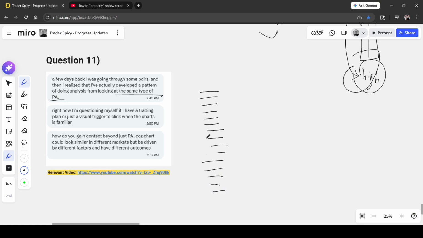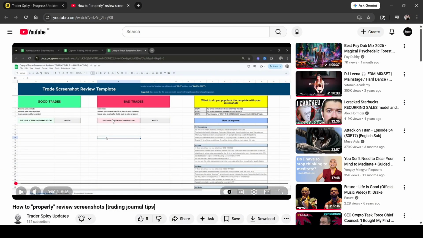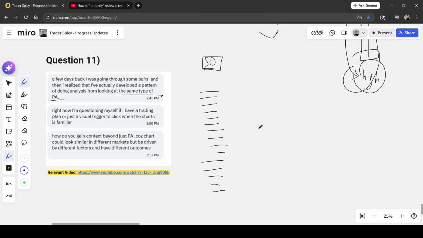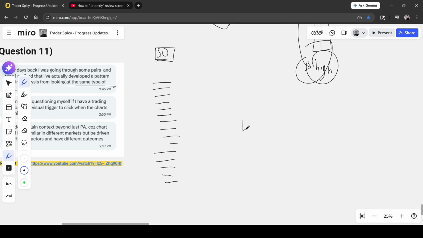So let's say out of your journal, maybe 50 of those trades had the same type of price action. So you now have one column with 50 trade screenshots. The next step is we want to filter those 50 trade screenshots into good trades and bad trades. And I have the definitions here for how you could determine whether that trade was, quote unquote, a good trade or a bad trade. And this video basically explains the entire process for how you would filter those trades.